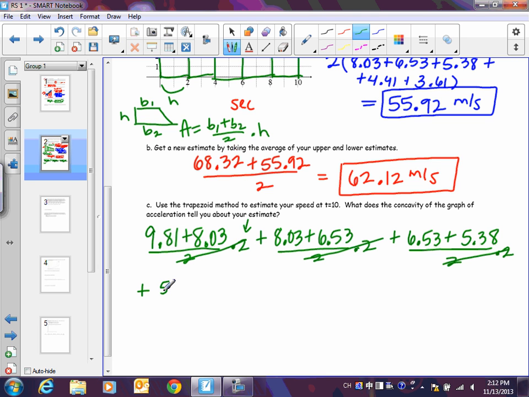I was right. Some of you are faster than me. You already figured out the answer. There's the 5th trapezoid. Again, those 2's cancel. And then our final trapezoid.